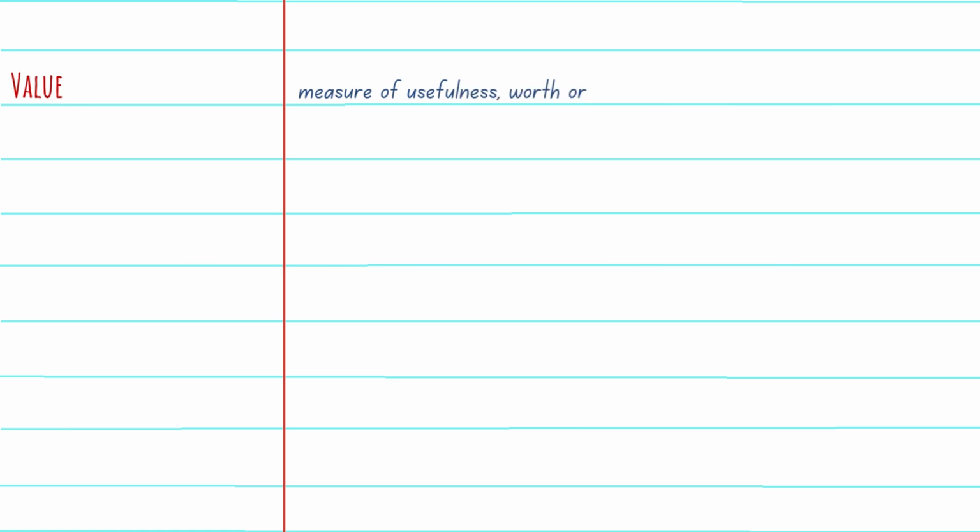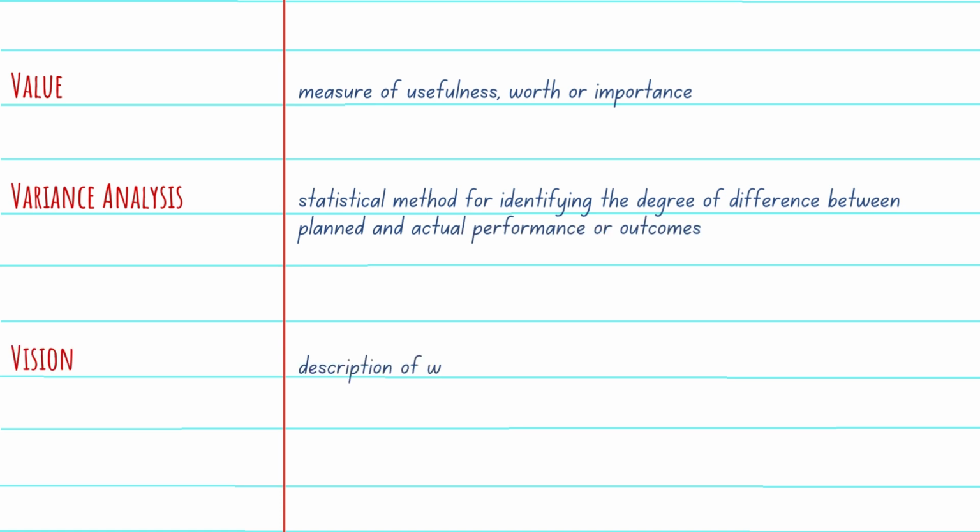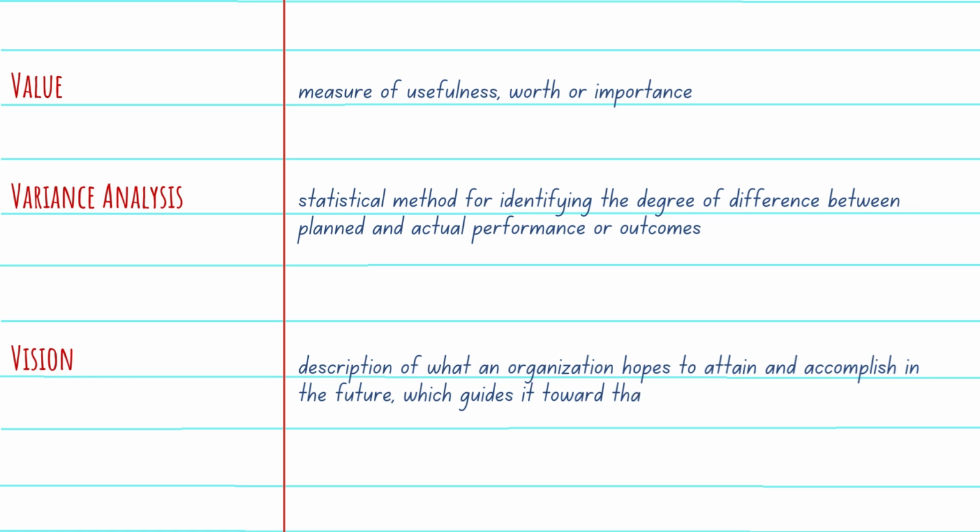Value measures usefulness, worth, or importance. Variance analysis is a statistical method for identifying the degree of difference between planned and actual performance or outcomes. A company's vision is a description of what an organization hopes to attain and accomplish in the future, which guides it toward that defined direction.